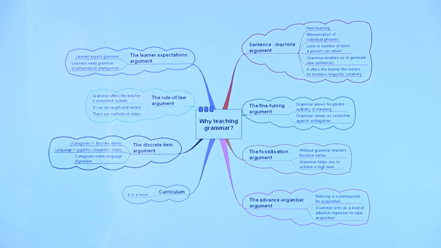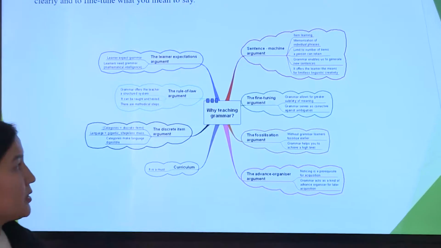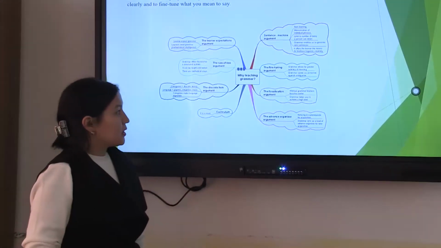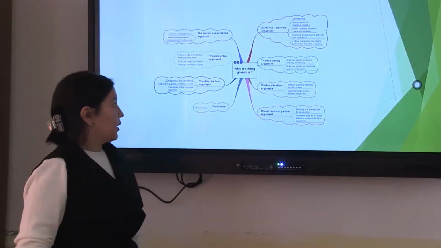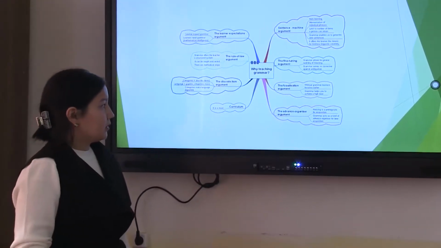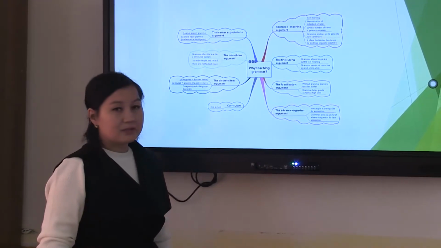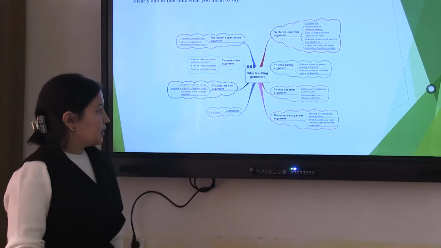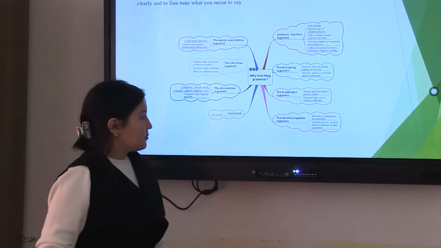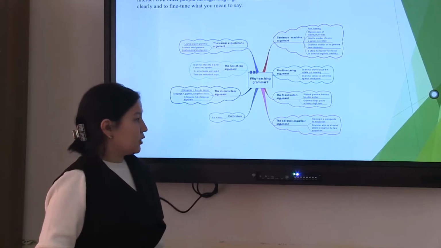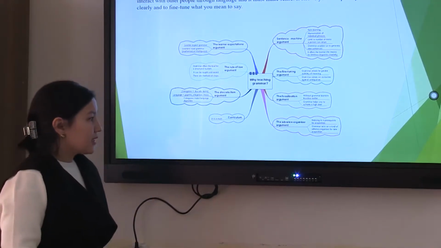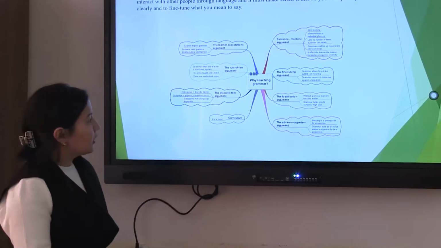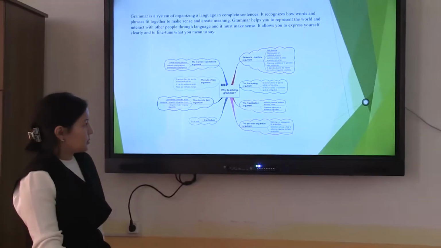Sentence machine argument. This means that memorization of individual phrases, for example, or grammar enables us to generate new sentences. The fine-tuning argument. Grammar serves as a corrective method against ambiguities. And the advanced organizer argument. This means that noticing is a prerequisite for acquisition, or it serves as a kind of advanced organizer for the acquisition. These were the reasons and purposes of teaching grammar.